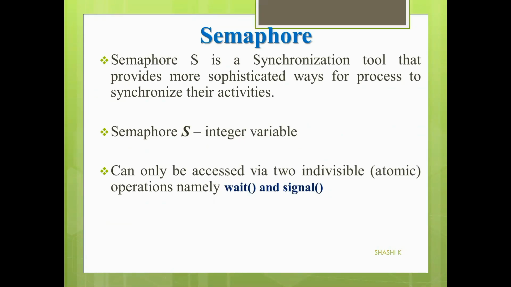A semaphore is basically a process synchronization tool. Many students get confused whether it is a hardware construct or a software construct. But actually a semaphore is just a simple integer variable. What differentiates it from a normal integer variable is that you cannot access it directly. You can access it only by using two operations called wait and signal.